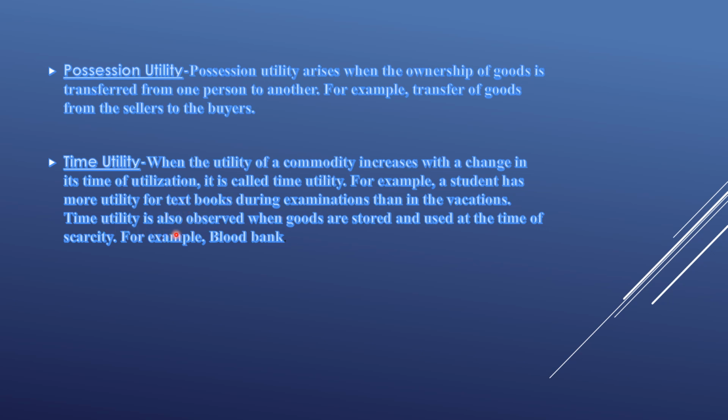Time utility is also observed when goods are stored and used at the time of scarcity. For example, a blood bank. Blood is collected in advance, so when an accident or war-like situation arises, that time blood is used. We collect blood from the blood bank. When there is scarcity of certain goods, scarcity means there is need of those goods because there is limited supply or no goods available, at that time we will use that.